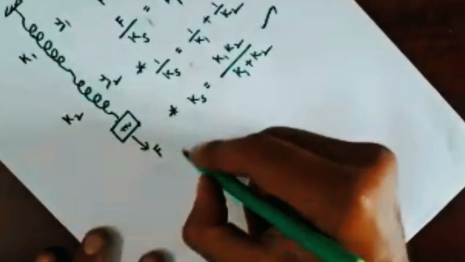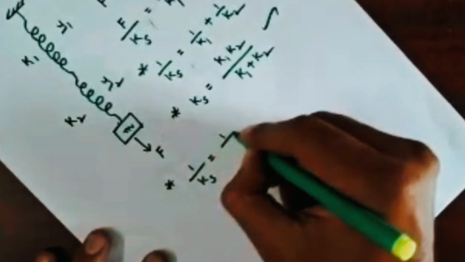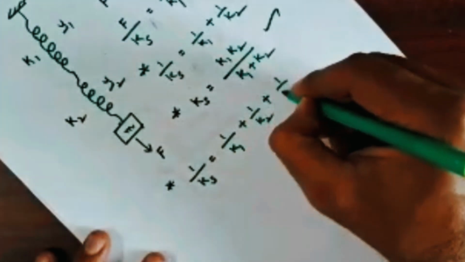If only two springs are present in series combination, straight away take this formula: ks is equal to k1 k2 by k1 plus k2. If more than two springs are present, then 1 by ks is equal to 1 by k1 plus 1 by k2 plus 1 by k3 and so on. Like this we need to take the formula.